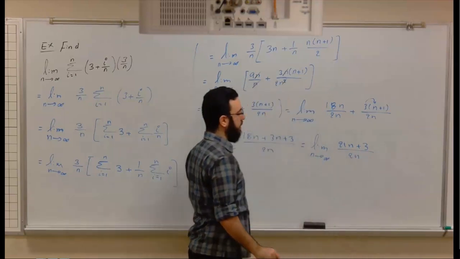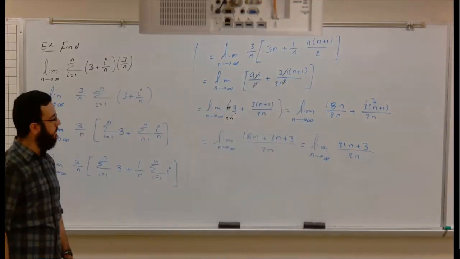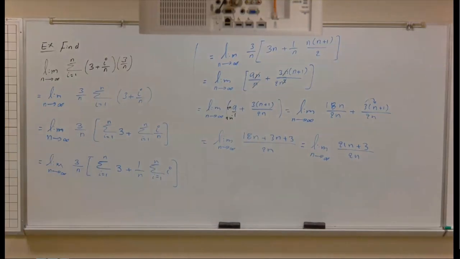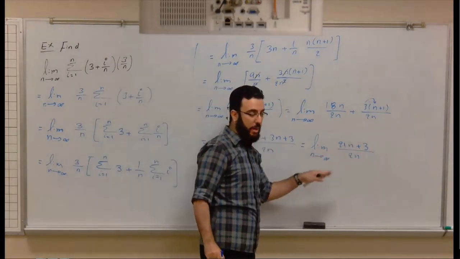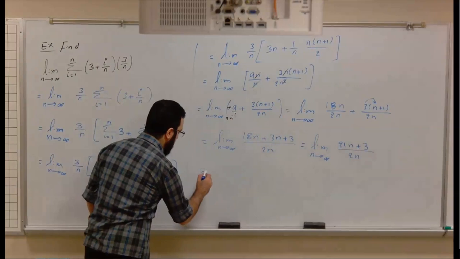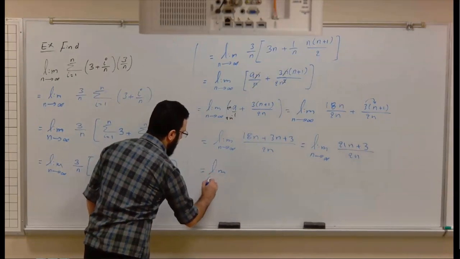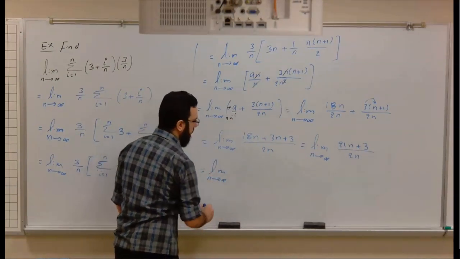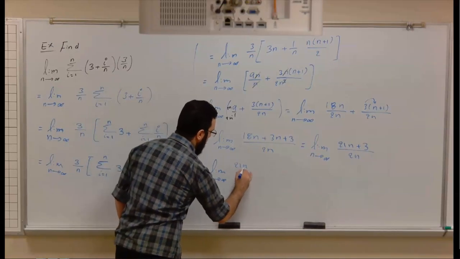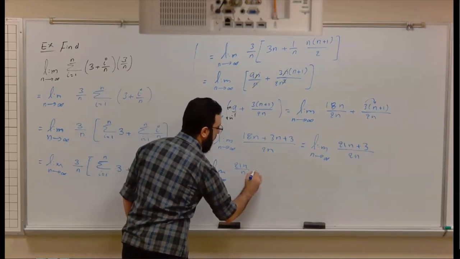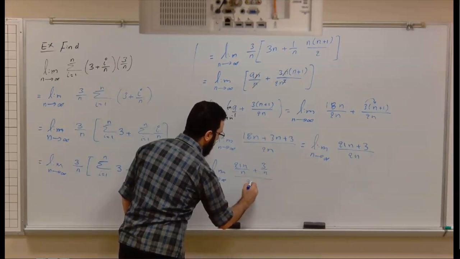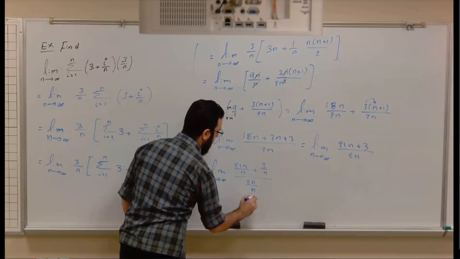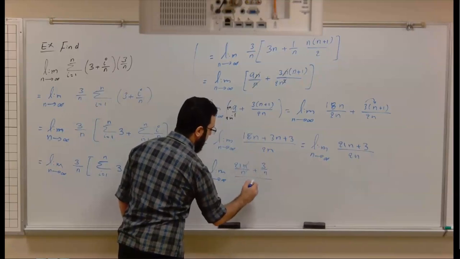What's the next step? Now we need to find the limit. How are we going to find the limit? We're going to divide everything by the highest exponent on the bottom, which is n. So I'm going to divide everything by n. That means it's going to be the limit as n approaches infinity of 21n divided by n plus 3 divided by n, over 2n divided by n. Cancel these.